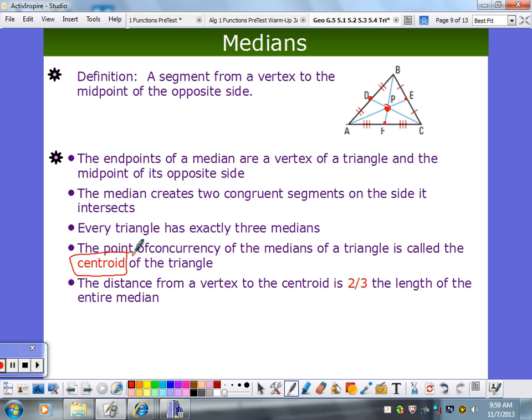Now here's the fun part. The distance from a vertex to the centroid is 2/3 of the length of the whole thing. So from here to here, it's 2/3 of this whole thing. So there's one piece missing here. That means this one's 1/3. If you add the 2/3 and the 1/3, you're going to get the entire length.